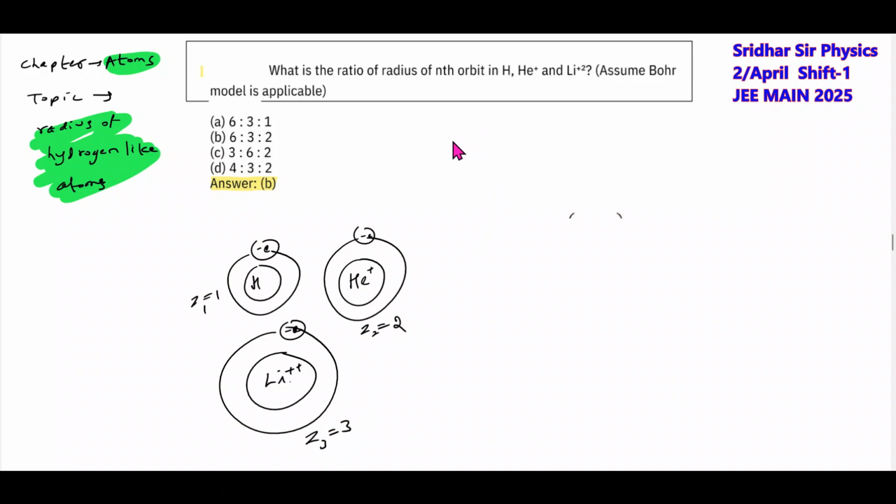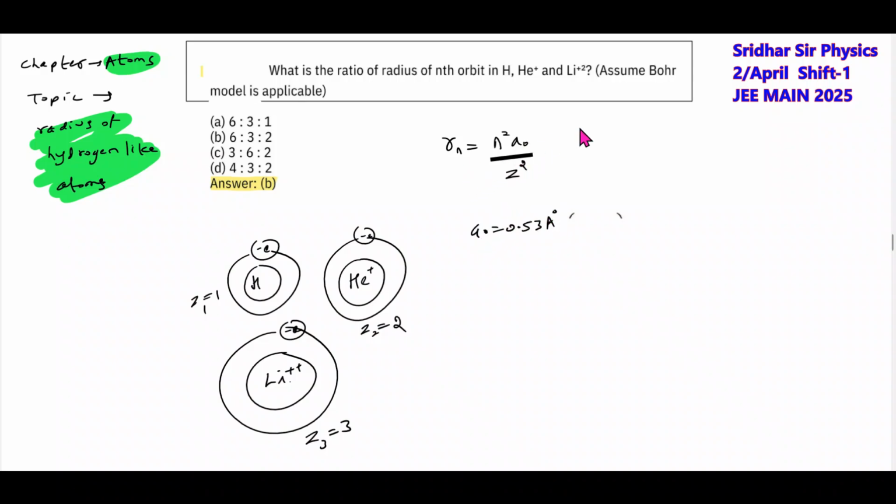Then what is the formula for the radius of the nth Bohr orbit? n square a naught by Z square. There's a formula which you should know for radius, for the speed, for the energy, all the formulas. Then a naught value will be 0.53 angstroms, which may not be needed in this case.